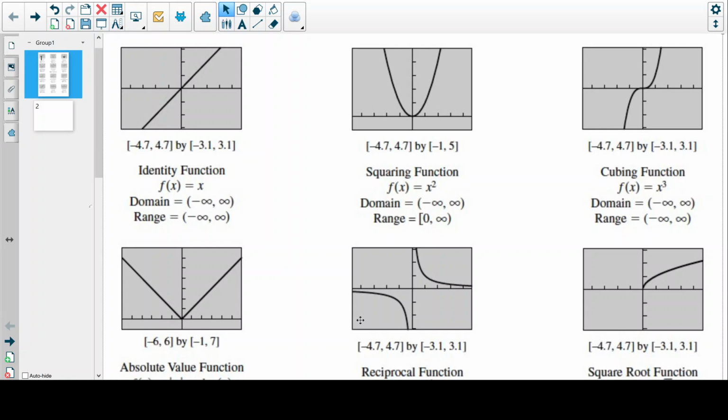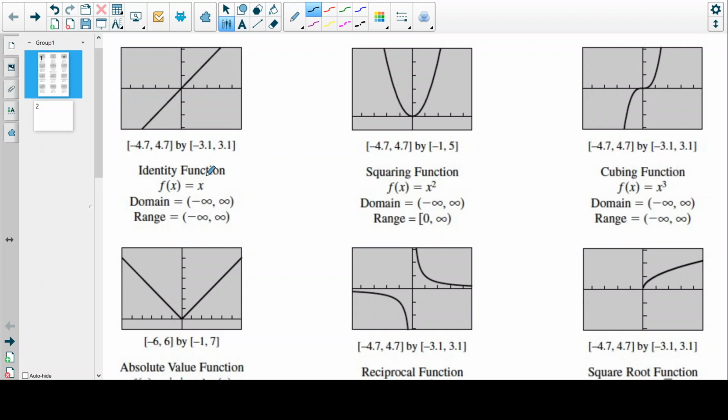Today we're going to go over the 12 basic functions in calculus that you'll need to know, and some tips and tricks for figuring out which function you're looking at and things like that. So we'll begin with the basic functions that you probably already know, like the line here.